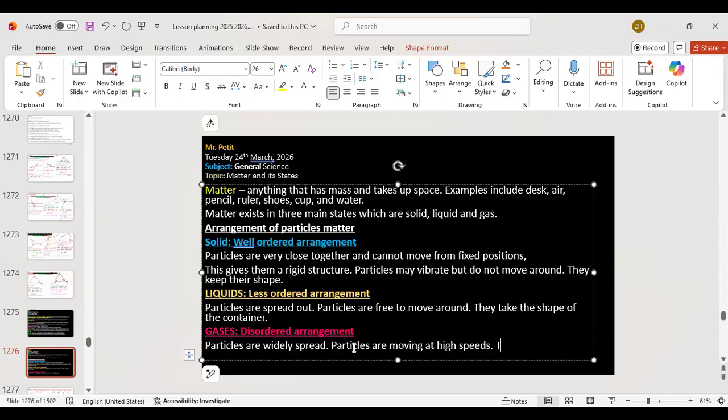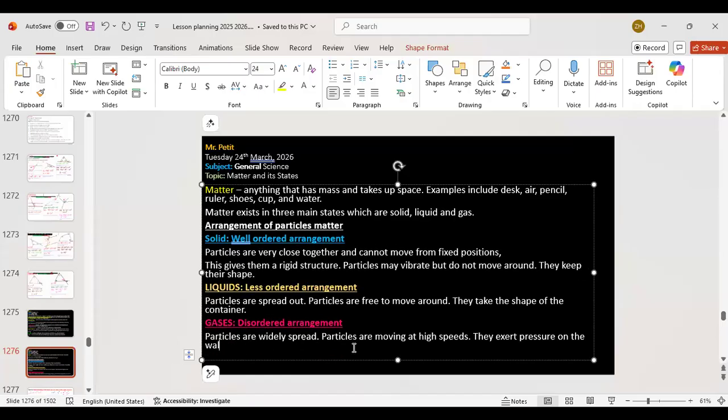Where's Casey? Yes, sir. Can you read what I have for solids, please? Solids. Well-ordered arrangement. Particles are very close together and cannot move from fixed positions. This gives them a rigid structure. Particles may vibrate but do not move around. They keep their shape. Very good.